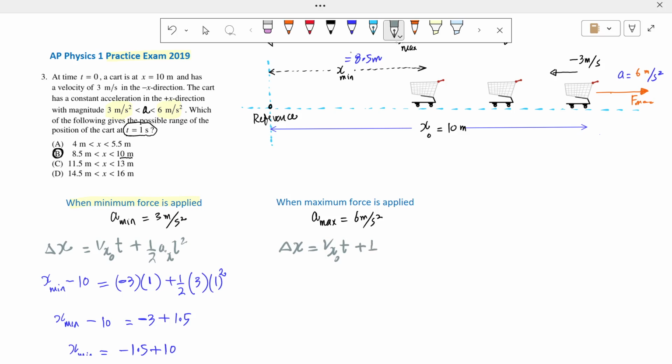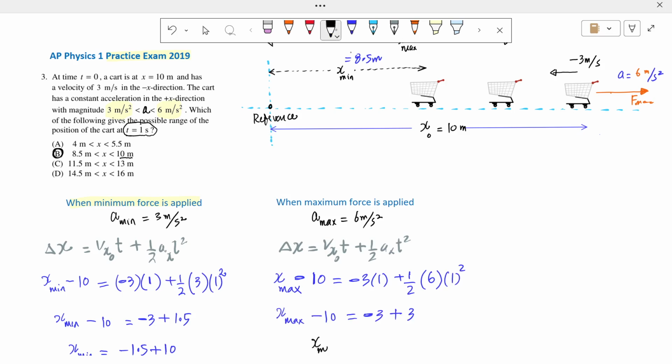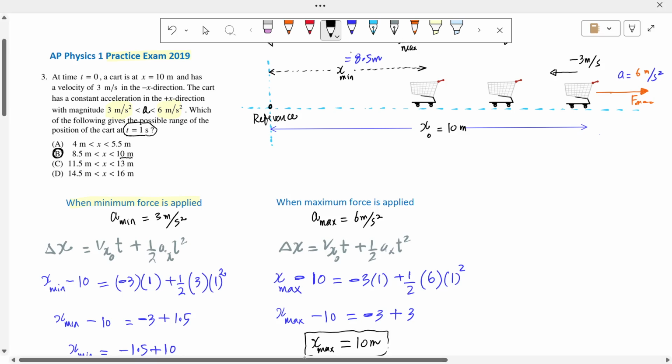So we are going to apply the same equation once again at the instantaneous time of 1 second. We want to find the new position, so this is the final position. The final position minus the initial position, which is positive 10, is equal to negative 3 times 1 plus 1 over 2. This time I'm going to put 6 here, because the acceleration is 6. So you see that the maximum position would be 10 meters if the acceleration is 6.